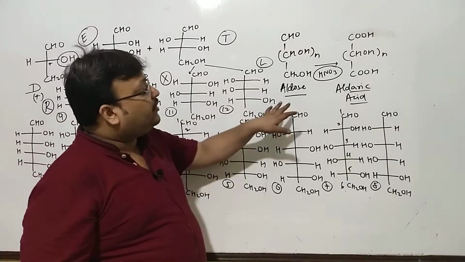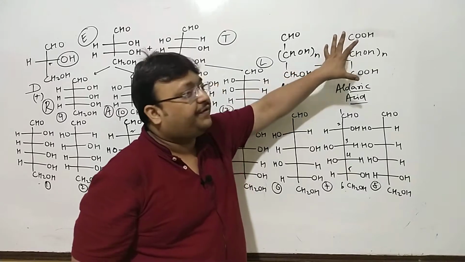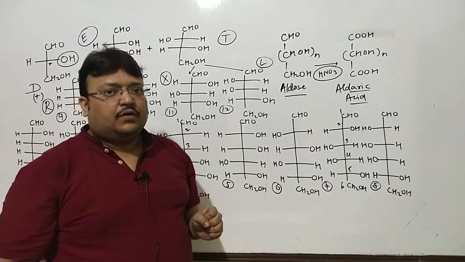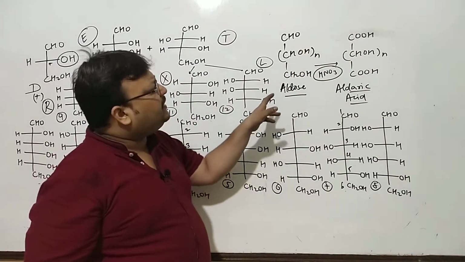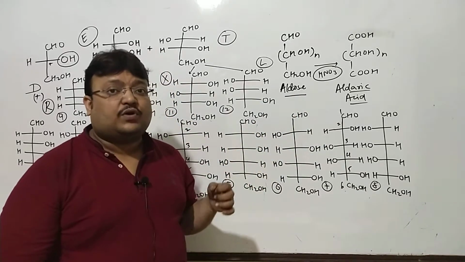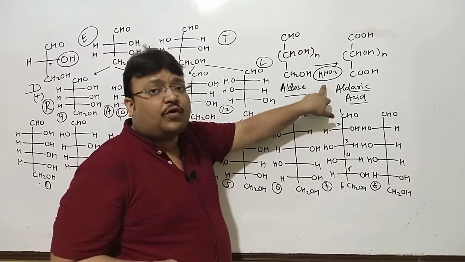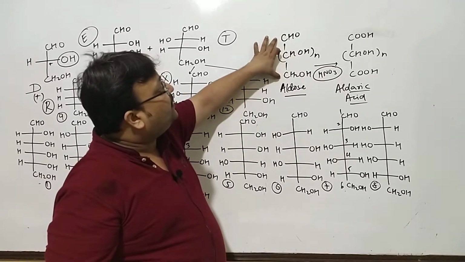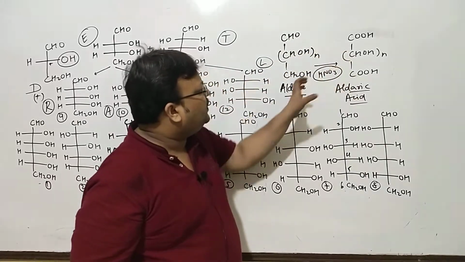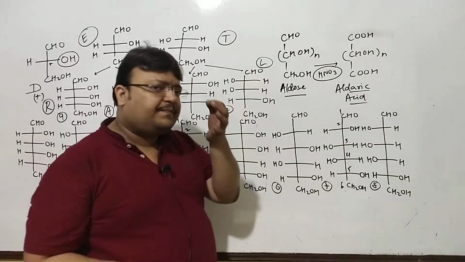Aldaric acid is the oxidized form of aldose, where both the ends are oxidized to COOH. You will want to copy it somewhere, and I repeat, this reaction will come handy in that story of Fischer being able to conceive the structure of glucose. Aldose is oxidized by nitric acid, which is a strong oxidizing agent. Both ends get oxidized to COOH. So a glucose will become a glucaric acid, mannose will become a mannaric acid.